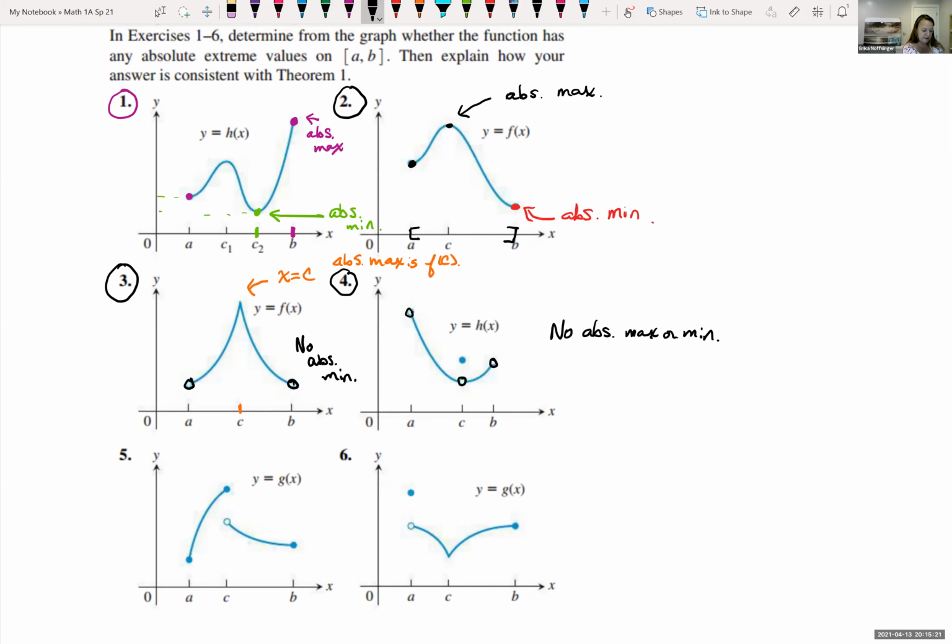If you look at 5 on the values from A to B, it's not continuous. It is a closed interval, but it's not continuous. So it's not necessarily true that it could have an absolute max or an absolute min. Notice though at X equals C, that's closed there. And we can say that's the highest Y value on the graph. So right here, and this is G of C. This is our absolute max.